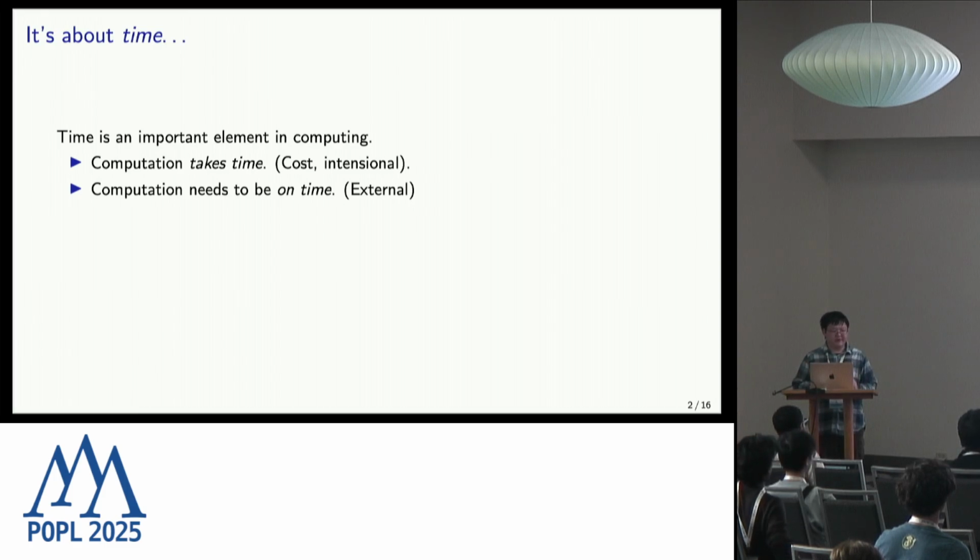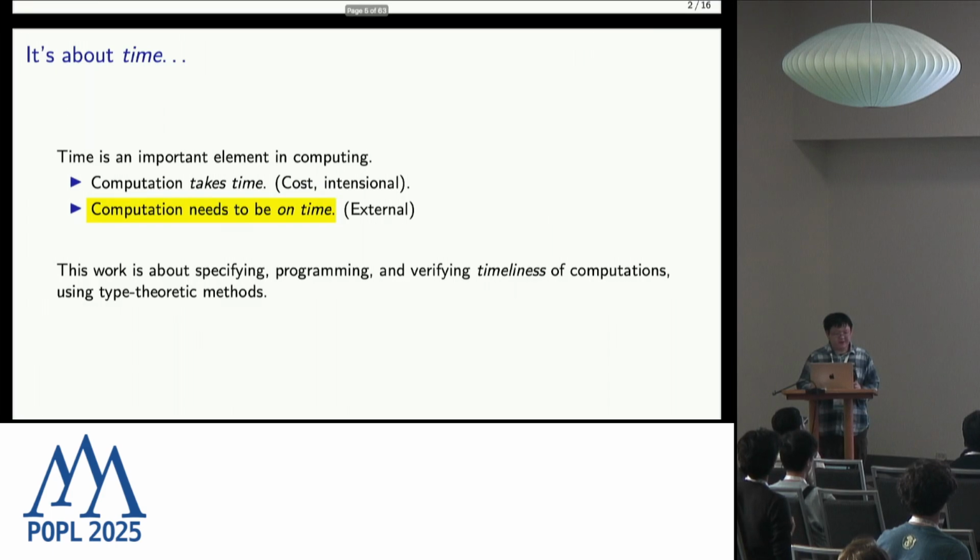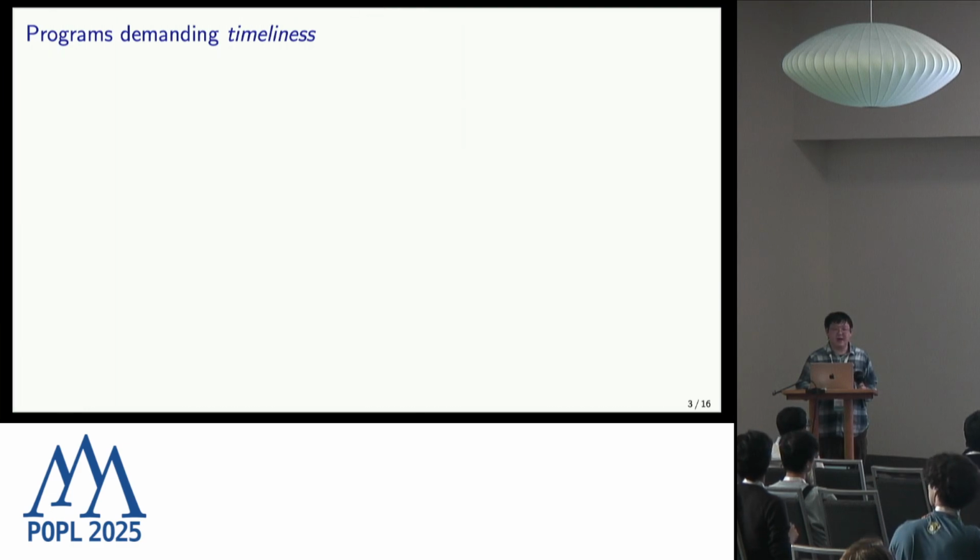The first notion of time is captured in the notion of cost. It is the intensional property of the program. But that's not why we are here. We are about the second one. This work is about specifying, programming, and verifying timeliness of computations using type theoretic methods. So what do I mean by timeliness? I would like to introduce that with examples.